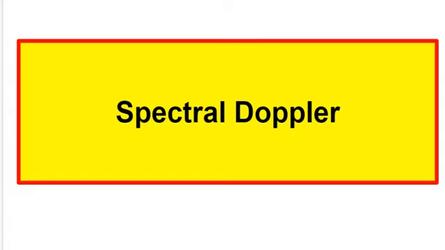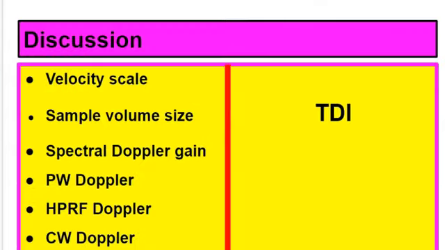The second thing we discussed on the 19th was Spectral Doppler. I'm just going to quickly go through this. We discussed velocity scale on a machine, the sample volume size that we can change, spectral Doppler gain, pulse wave Doppler, high PRF Doppler, and CW Doppler and TDI, tissue Doppler imaging.